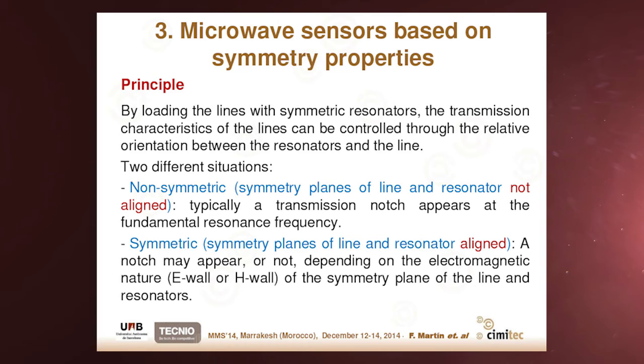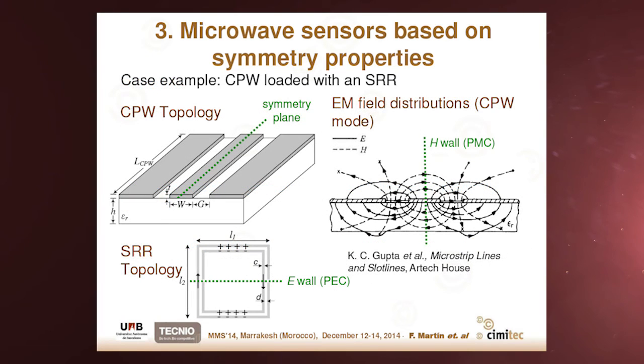The first one is the non-symmetric one, corresponding to symmetry planes of the line and resonator not aligned. Typically, in this case, a transmission notch appears at the fundamental resonance frequency of the resonant element. And the other situation is the symmetric one, where the symmetry planes of the line and the resonator are perfectly aligned. A notch, in that case, may appear or not, depending on the electromagnetic nature, electric wall or magnetic wall, of the symmetry plane of the line and the resonators.